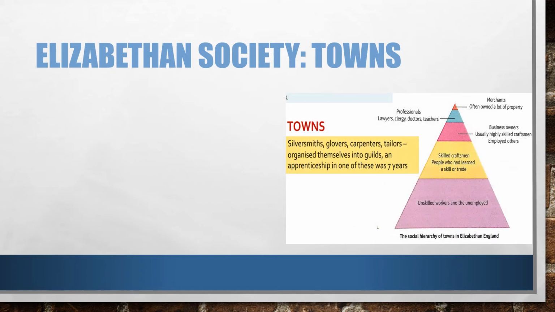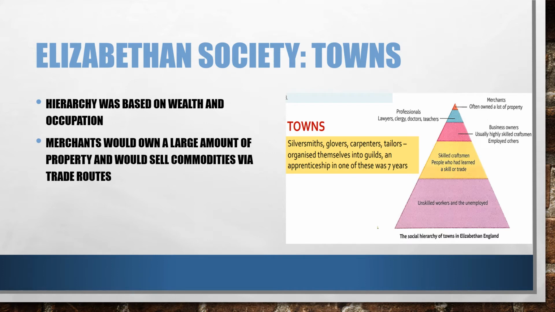Within the towns, it was based on the idea of occupations. At the top of the tree were merchants, and they often owned a lot of property, because these merchants would sell commodities via their trade routes. So, for example, the main thing that was being traded at this time was English cloth, and that was traded primarily with Europe, in particular the Netherlands.